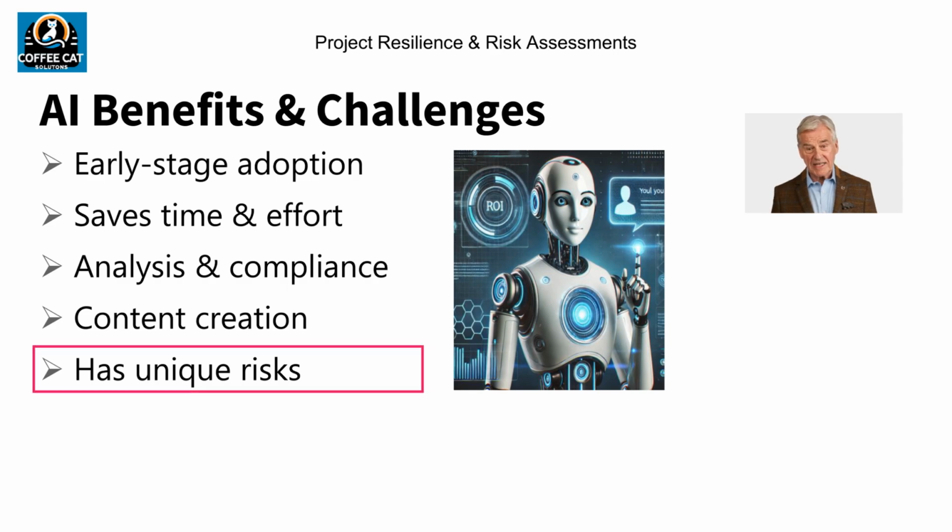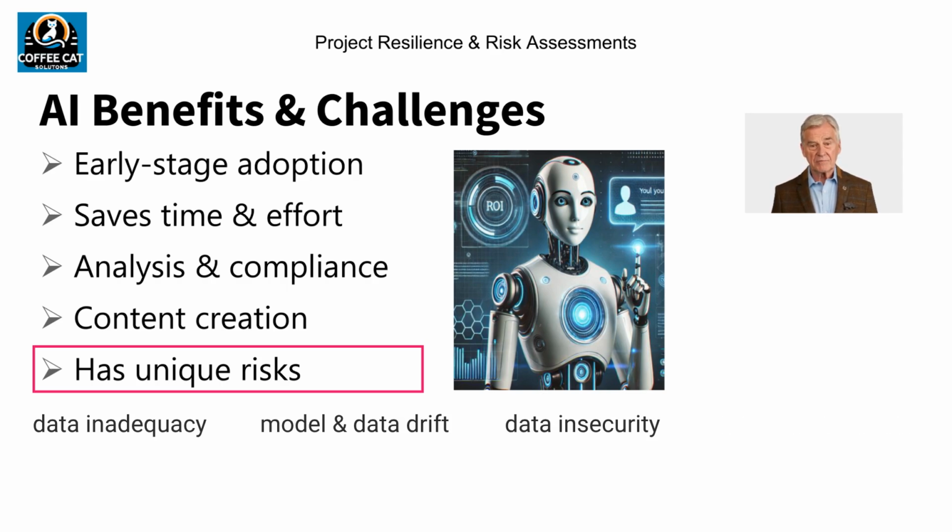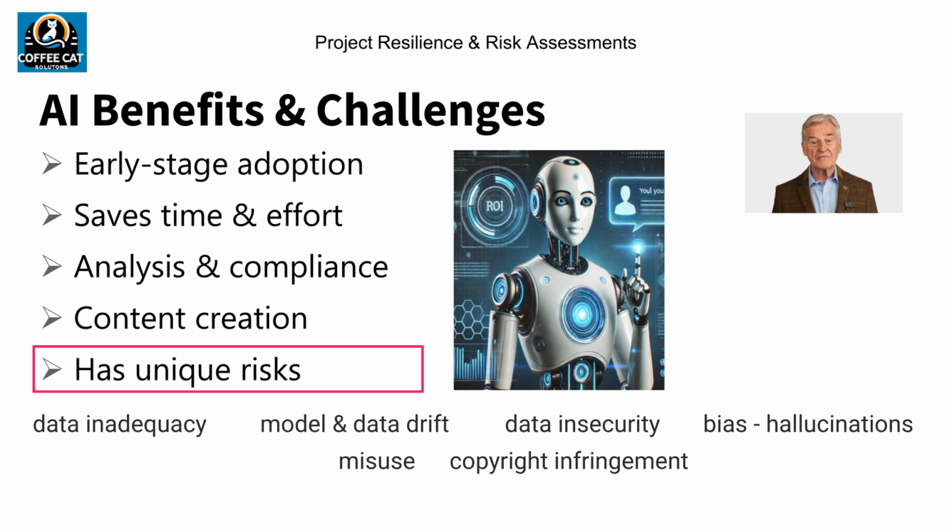But, AI has unique and some serious development and operations challenges and risks. Examples of AI issues that can lead to false predictive behavior are: data inadequacy, model and data drift, data insecurity, bias and hallucinations, misuse such as deepfakes and misinformation, and copyright infringement. Monitoring and mitigating these issues are required to avoid a failed AI implementation and avoid negative performance outcomes that can create legal, customer service, and operations problems.